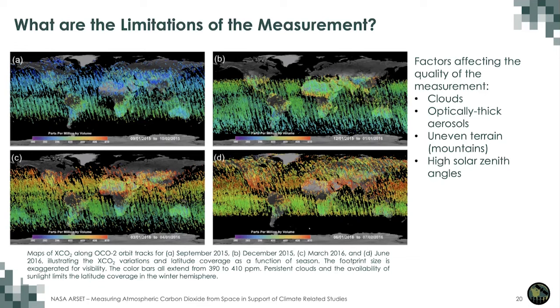You can also see from these maps for the four different seasons, you can see the latitude range of OCO2 coverage moves up and down a little bit with the season. Because we're making a measurement that relies on reflected sunlight, we can only work with the daylight part of the orbit. So in addition to needing there to be daylight, we also have some challenges with very high solar zenith angles. So we do have somewhat fewer successful measurements at higher latitudes than, say, the mid-latitudes.